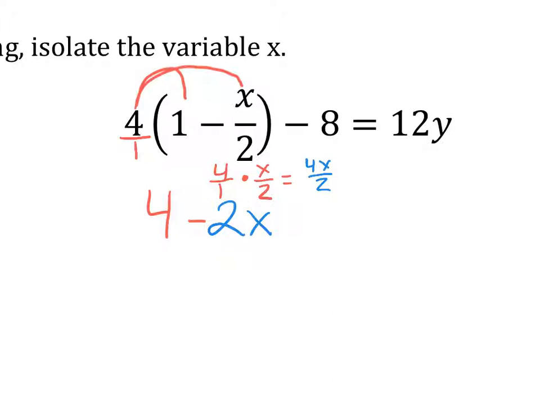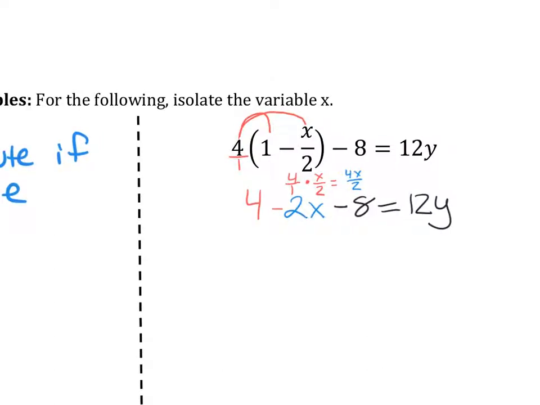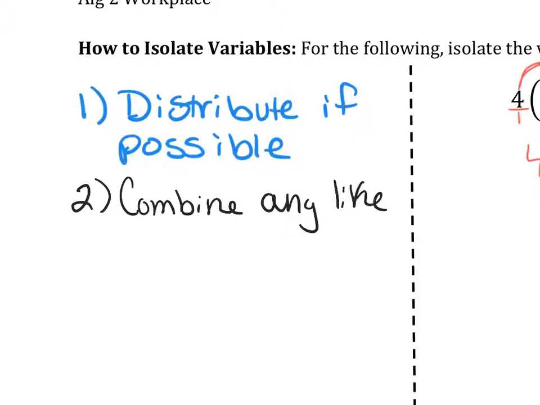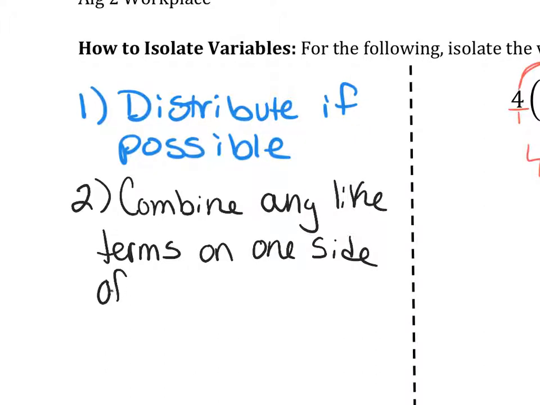Okay, so that's the distributed part, and then we still have our minus 8 at the end. And then equals 12y. Okay, so our first step is done. We distributed. Our next step will be to combine any like terms. Right now we're just going to focus on one side of the equal sign at a time.